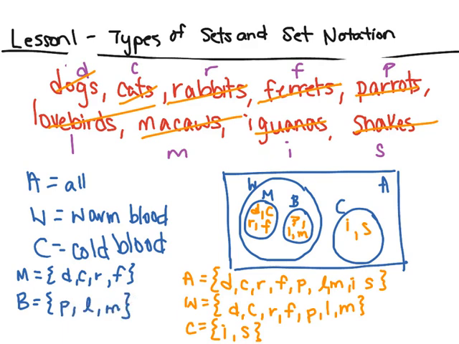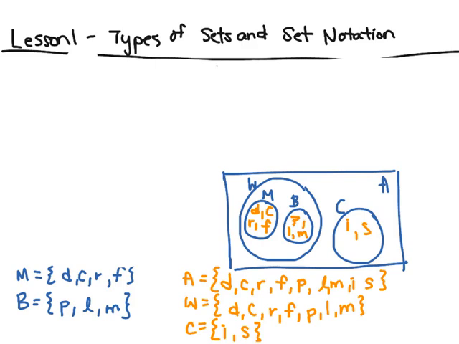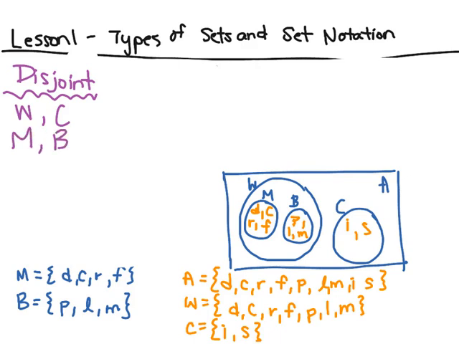And now we want to name all the subsets, disjoint sets, and complementary sets. So first we'll say all the disjoint sets because it's quite easy. So disjoints is where there's absolutely nothing that could overlap between the two. So we know that W and C are disjoint. We also know that mammals are disjoint from the birds, and that mammals are also disjoint from cold-blooded animals, and that birds are disjoint from cold-blooded animals.